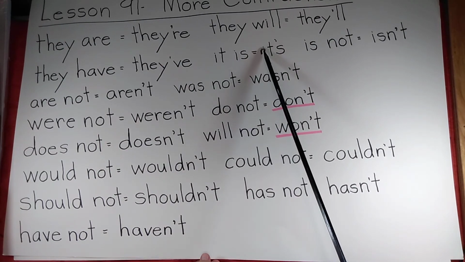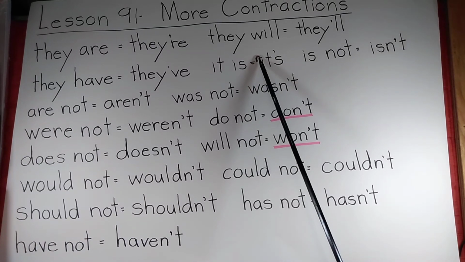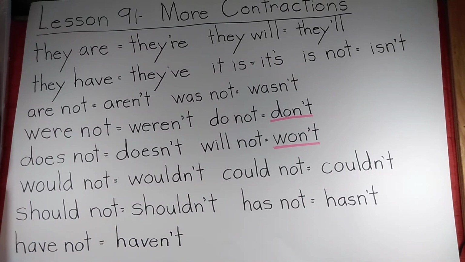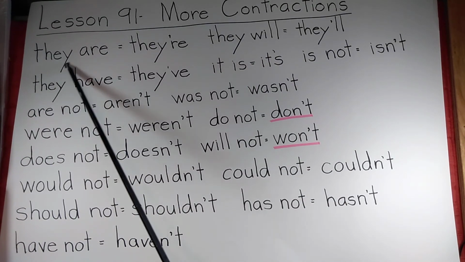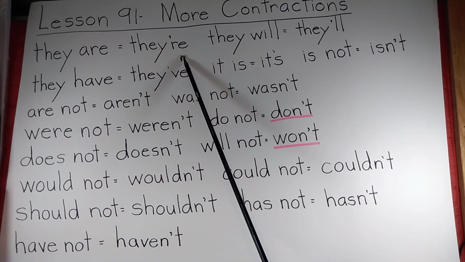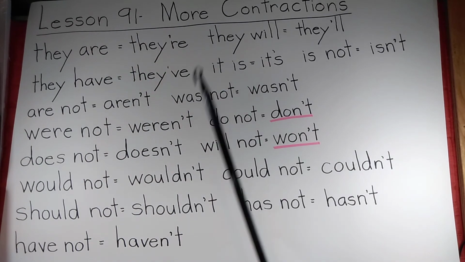So have the students say these to you. I would have them say the two words and then the contraction, just like I did. That's what I would do. And again, pick out three for spelling. Press pause.